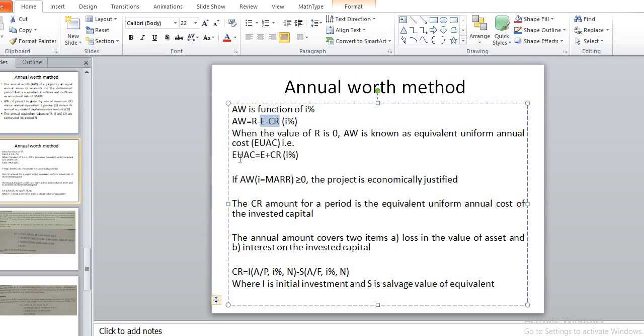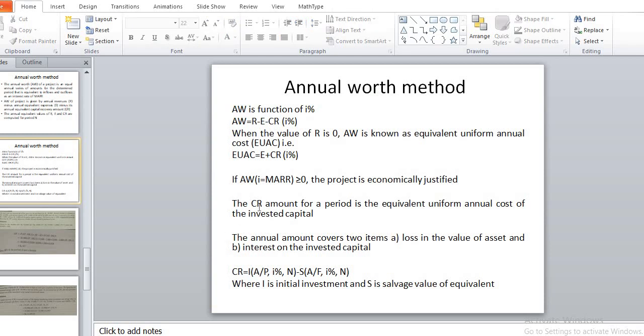EUAC, equivalent uniform annual cost. The terms E and CR are cost values, so we can consider them as equivalent uniform annual cost values, EUAC. If this annual worth is greater than or equal to 0, then the project is economically justified.